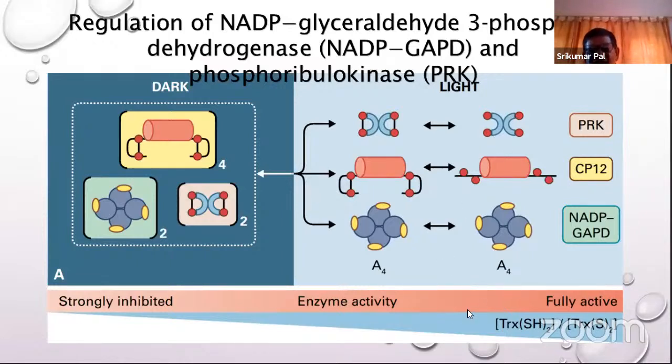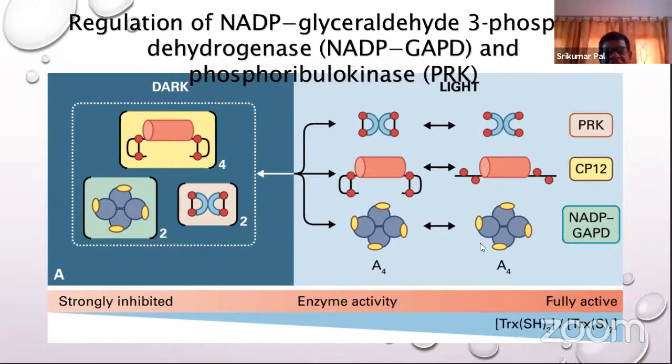Actually, this PRK and this NADP-GAPD, these two proteins, in addition to being regulated by the Ferredoxin-Thioredoxin system, form non-covalent interactions with the regulatory protein CP12. So in the light, that means the stroma is in the reducing condition, most land plants contain the active NADP-GAPD, a homotetramer, and the active PRK that harbors 4 cysteine residues, and CP12 in the reduced condition, with its 4 cysteine residues reduced.